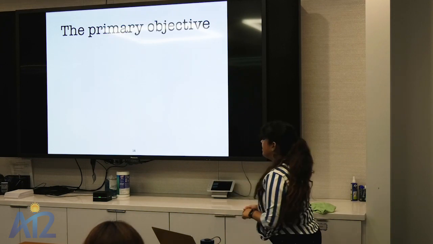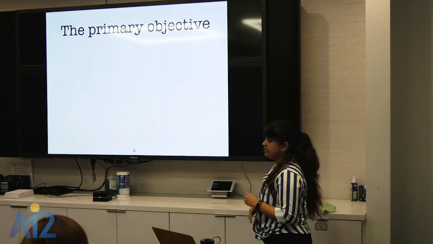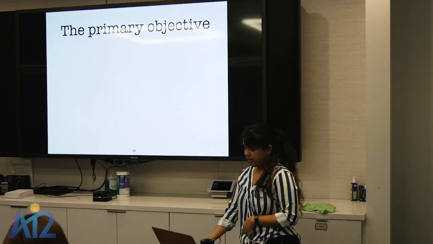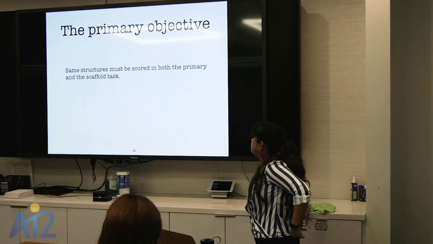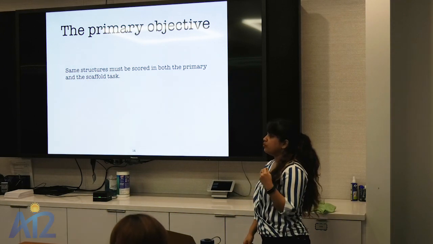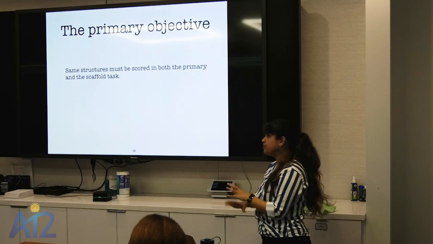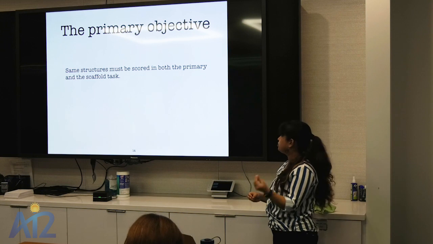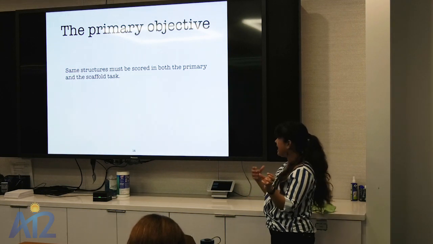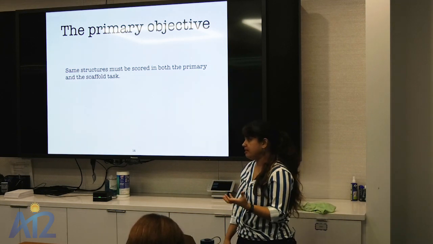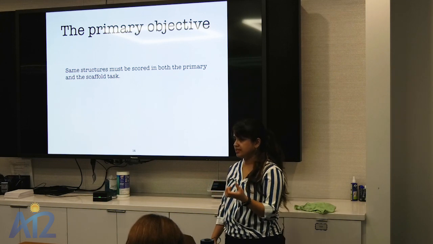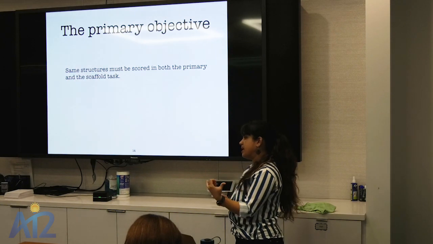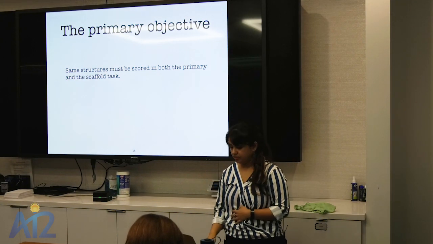All right, so I haven't talked about the primary objective so far. This objective corresponds to prediction of the span-based semantics. So here the only consideration we will look at is that we need to score the same structures. To make the most of this kind of multitask setting we have, we should be scoring the same structures in both tasks, the primary and the scaffold task. And in our case, because the primary task that we are interested in is span-based semantics, we should be scoring the same spans in the primary as well as scaffold task.